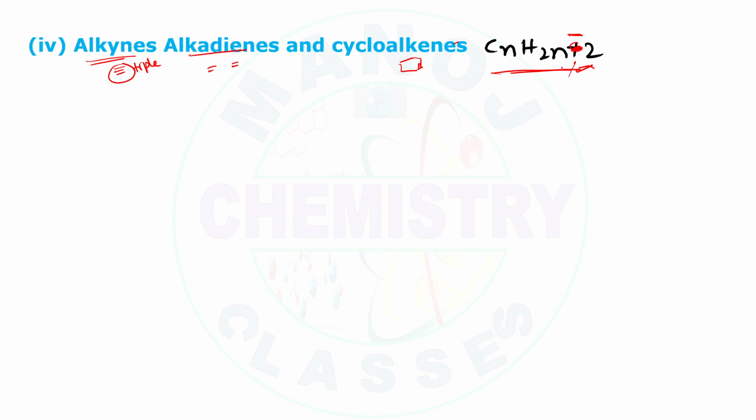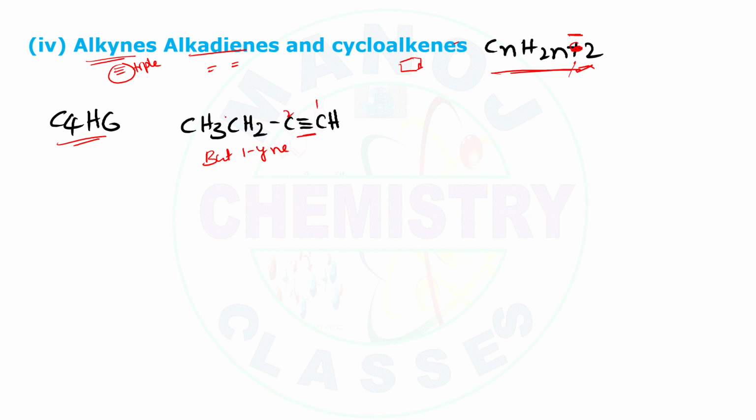So here, for example, if I take C4H6, it can be written as but-1-yne. Why? Because in the first position the triple bond is there, and there are 4 carbon atoms. So this one is our alkyne. Next we have to write it as an alkadiene. Alkadiene means, as I already told you, there should be 2 double bonds. So this is one double bond, this is another double bond.